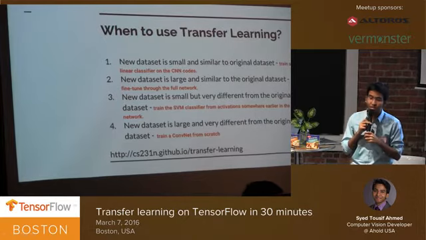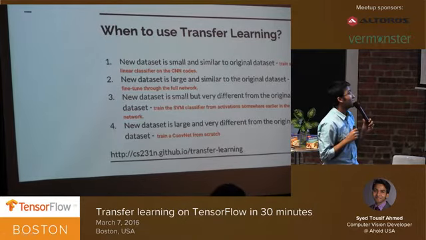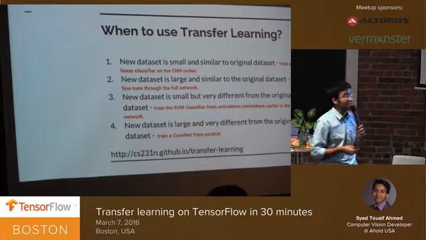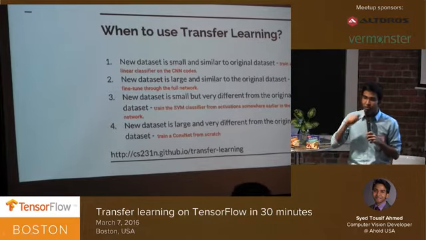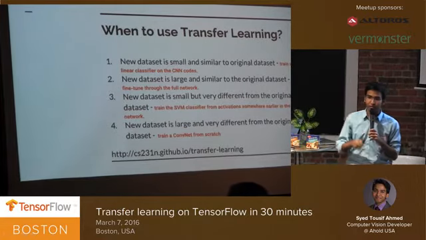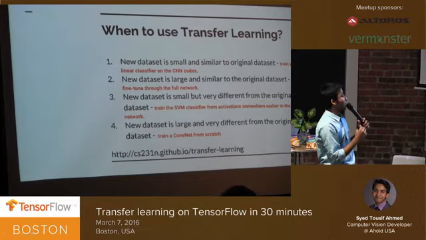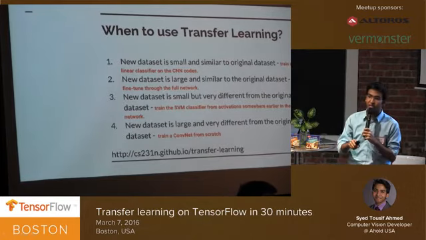And the last heuristic is that your new data set is very large, like the ImageNet data set, and also it is very different from the original data set.